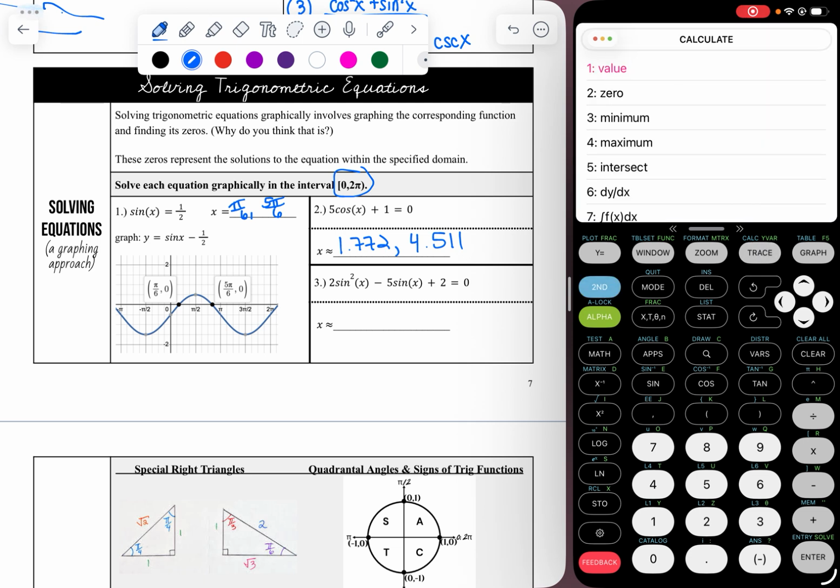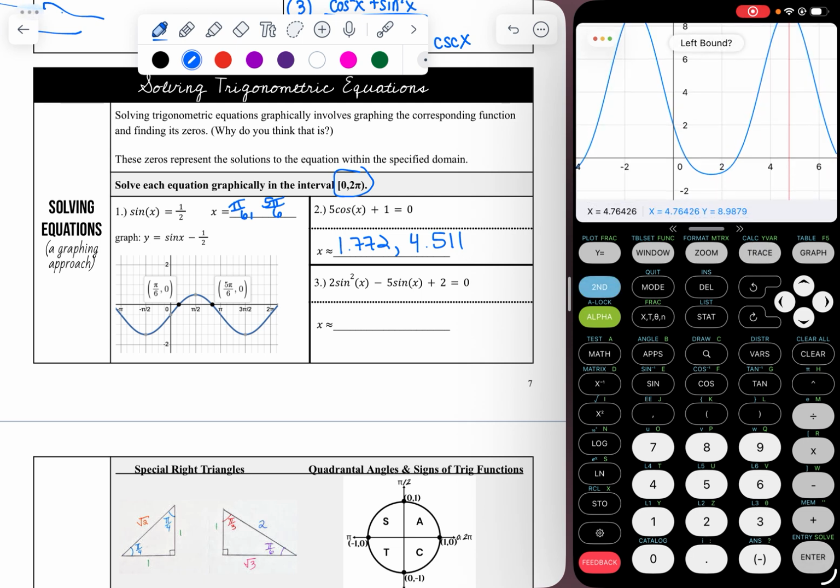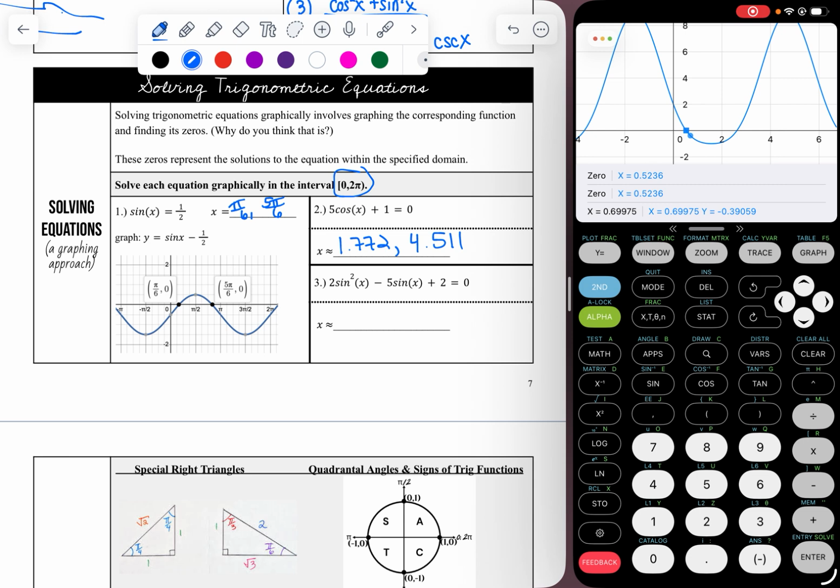So second trace to bring up the calculate menu, choose option 2 for zeros. I'm going to find the one all the way to the left first. I have to move my cursor using my left and right arrows until it is to the left, prior to that first x-intercept I'm looking for. Then move to the right of it, and hit enter one more time if you're on the actual graphing calculator. So our first 0 is 0.524.